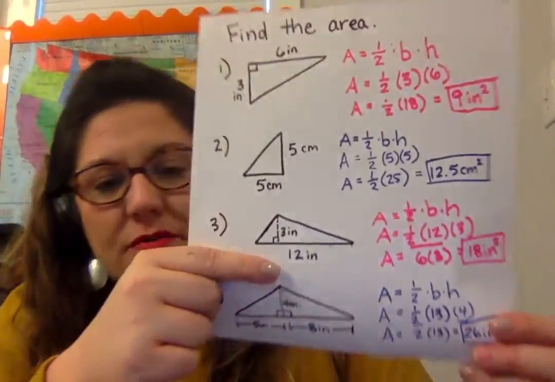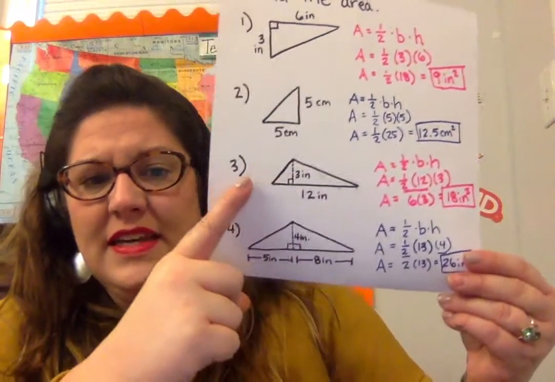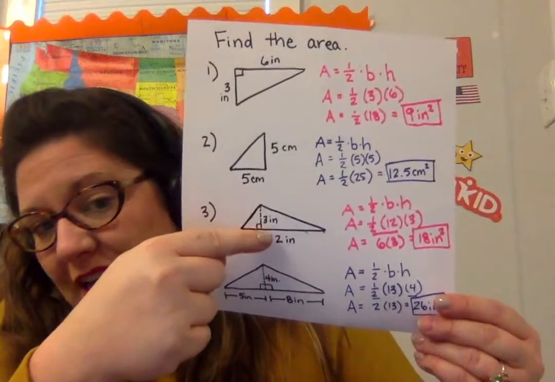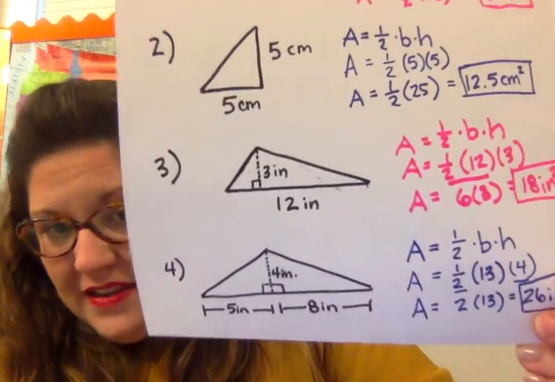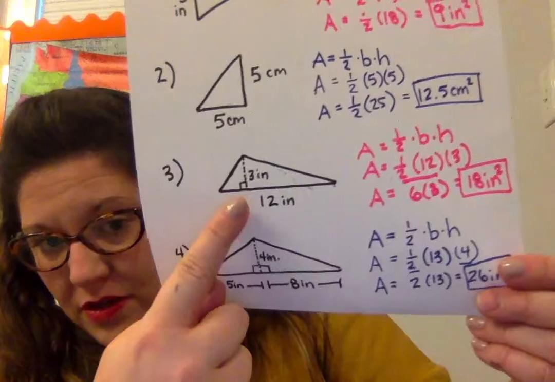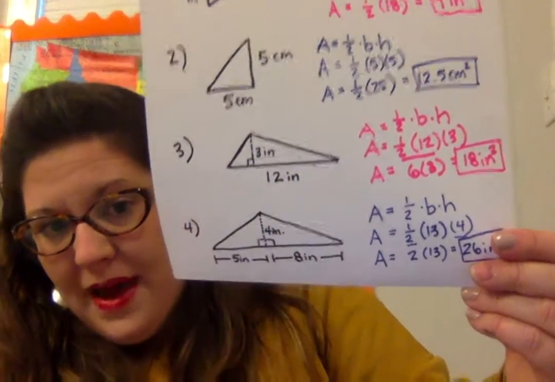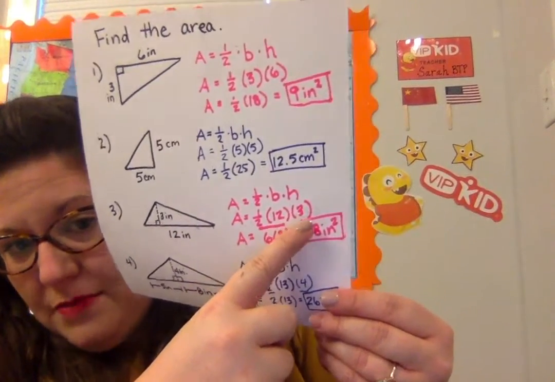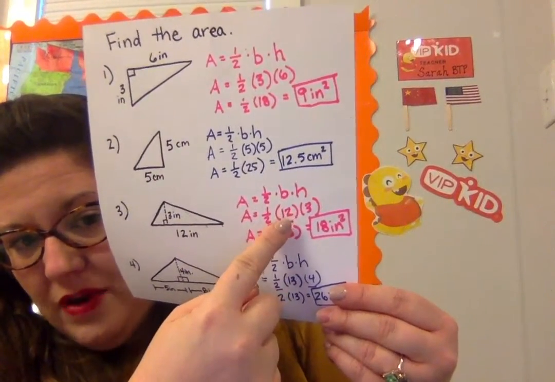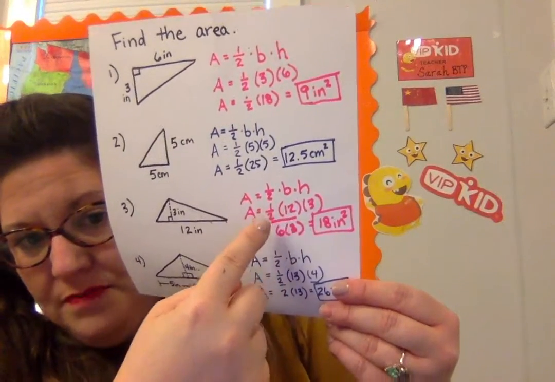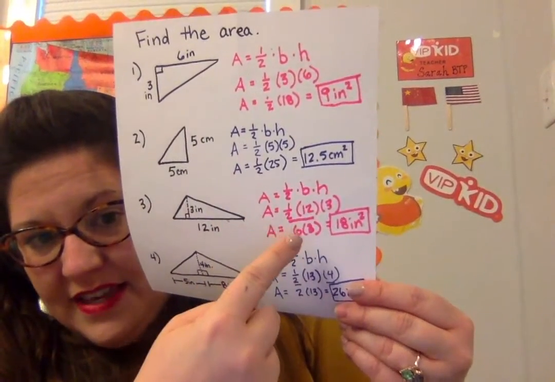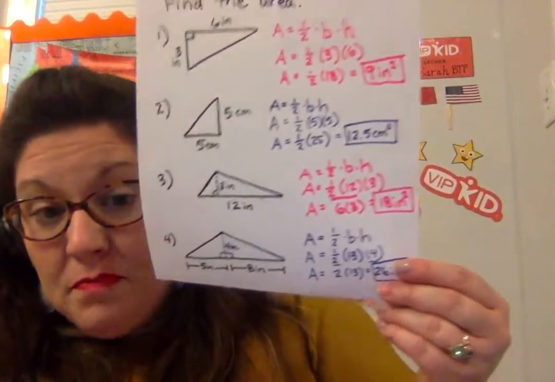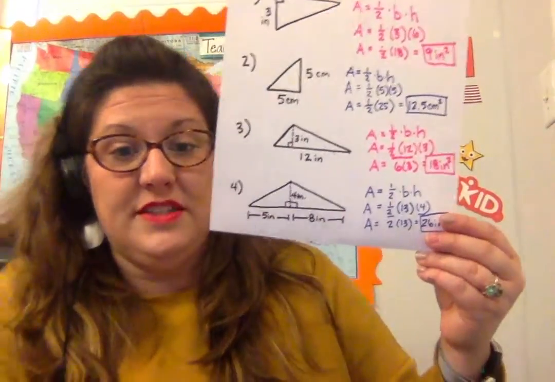Looking at the third picture, this time my base goes all the way across here. It is 12 inches, and my height, again, is perpendicular to the base, and it's shown there with that little square. That means this is a right angle. My height is 3 inches, so I'm going to multiply 1/2 times the base of 12 times the height of 3. Since 12 was even, I went ahead and multiplied by half. Half of 12 is 6, and then 6 times 3 gives me 18 inches squared, or square inches.